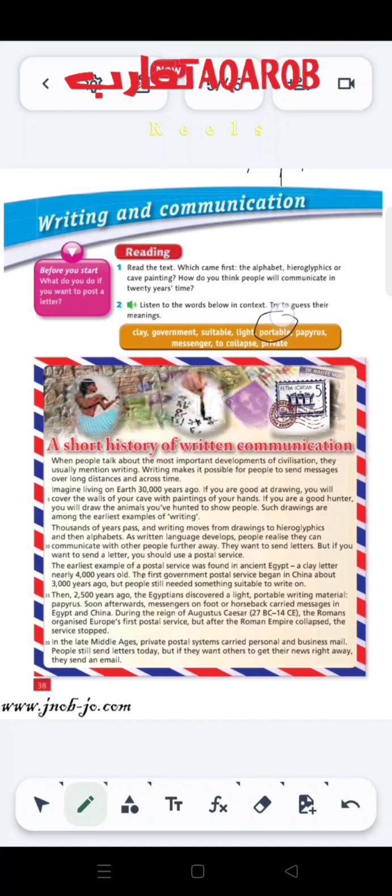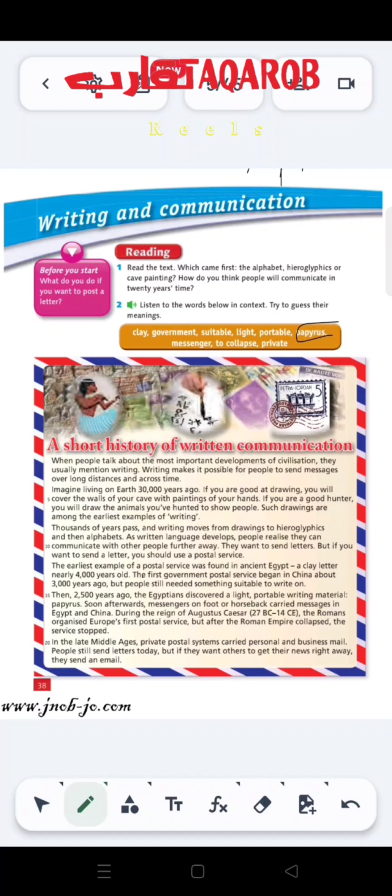Next, portable. What's the meaning of portable? Portable is also an adjective. It means easily moved from one place to another. For example, I can carry my portable radio with me.